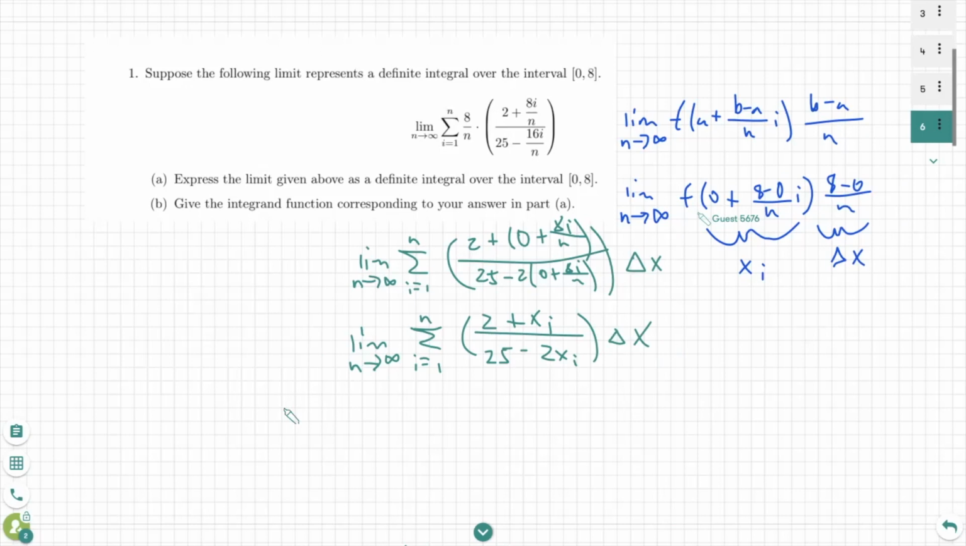So how do you write this as an integral? You have your integral sign, and then on the bottom you'd have your a. What's a? 0. Then you'd have 8 on the top. And then you'd have your function, which would be f of this 2 plus x function, right? So f of x is this thing, because this is the function in terms of x. So it would just be 2 plus x over 25 minus 2x.